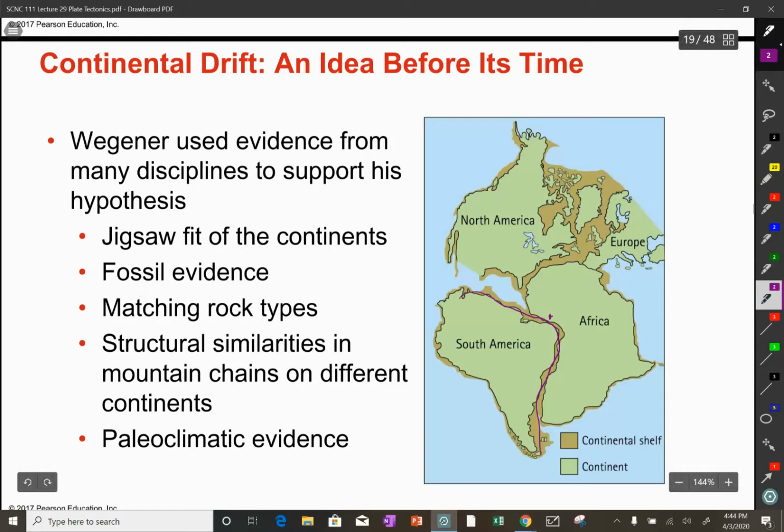Now, North America and South America, we have this isthmus thing that kind of gets in the way. Bring the other continents together, they all kind of fit. And he said, okay, that fit makes me think that they used to be together and they broke apart. So then he looked at everything.